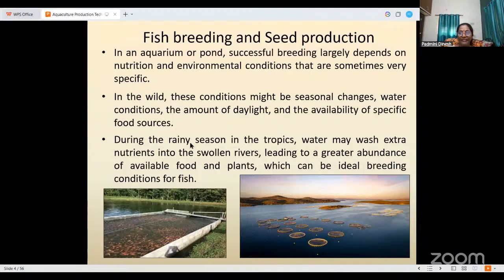And of course, during rainy season, the water may wash extra nutrients from the mountains or nearby places. Extra nutrients can come from different parts over there, and that will also increase the abundance of the food that is available, which can be ideal for breeding conditions of the fish.